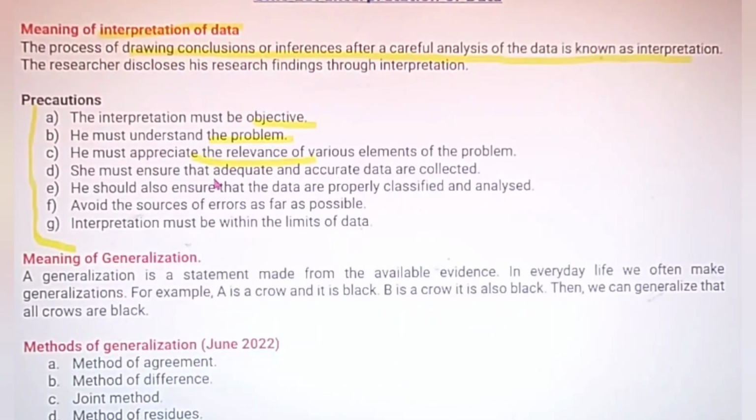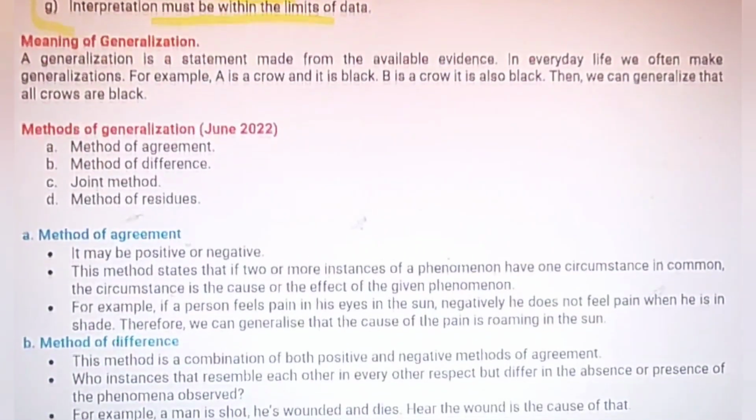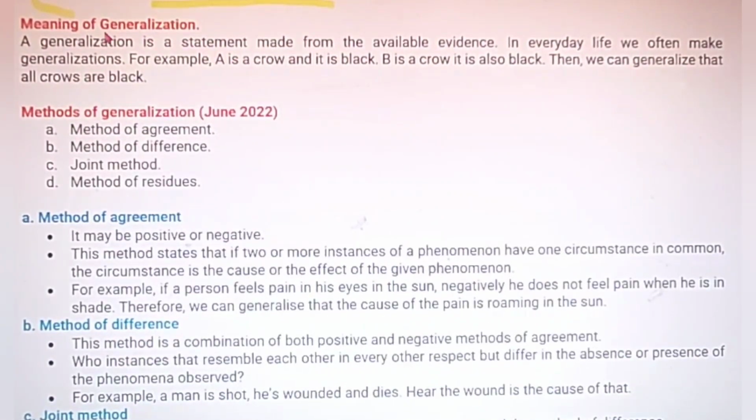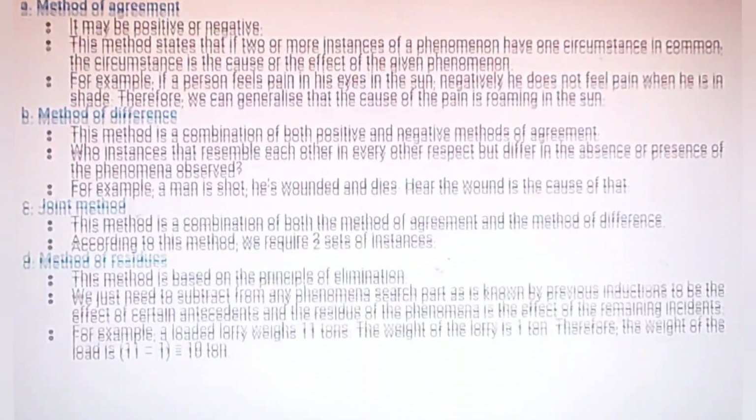And he or she must ensure that adequate and accurate data are collected and they are properly classified and analyzed. As far as possible, errors should be avoided, and interpretation of data must be done within the limits of the time frame and cost. So that should also be taken into account. Now, generalization. This question also came in June 2022 exams. So let's skip this question. And again, if you want to understand the meaning of this, you can go back to my previous video.